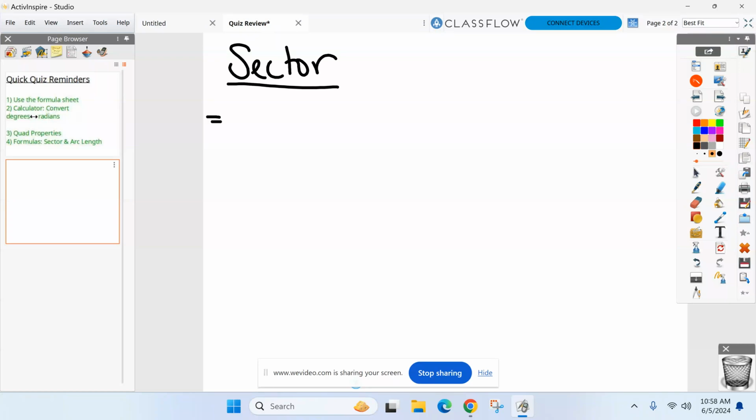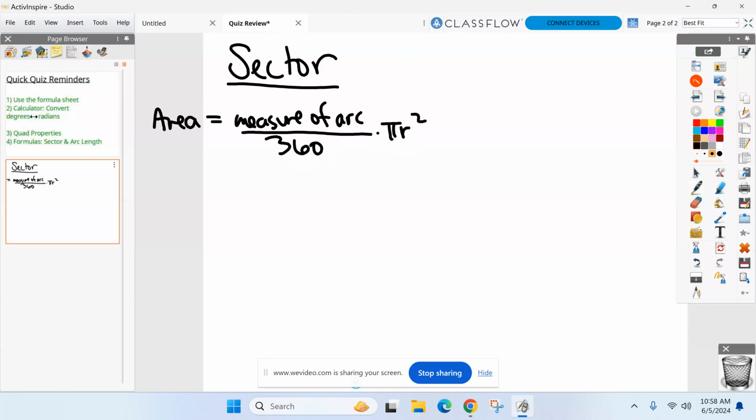Area of a sector, measure of the arc over 360 times pi r squared. A reminder when you use this formula, or maybe you solve for the measure of the arc in this formula, that place right there has to be degrees. This formula is meant for an angle in degrees or an arc measure in degrees, all right, not radians.